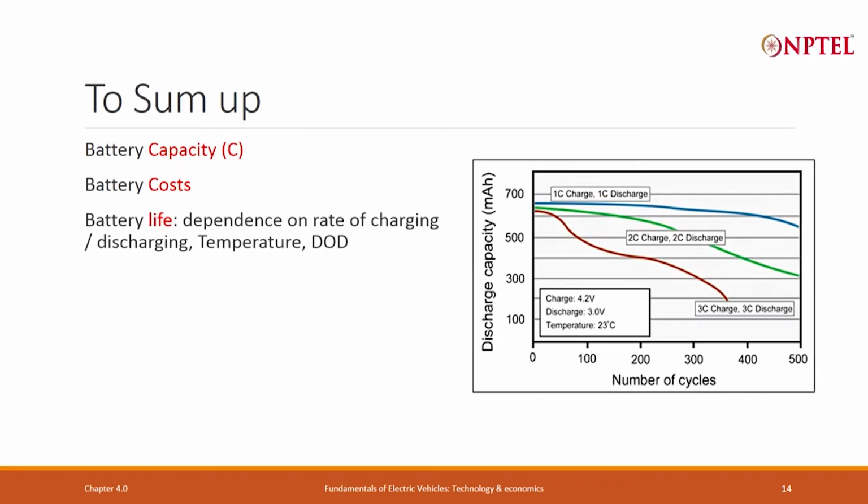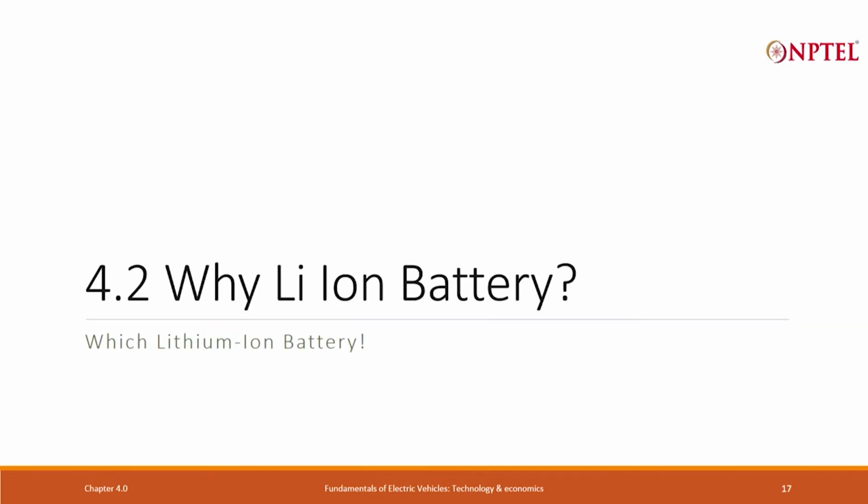So, to sum up, we talked about battery capacity and battery cost as the two important parameters. It will depend on the battery life, because finally usage cost depends on the battery life, and the battery life itself is dependent on rate of charging, discharging, temperature, depth of discharge. We also defined other parameters like state of charge, depth of discharge, end of life, C rate, cycle life, aging, etc. Having done that, now I will come to what I wanted to teach today.